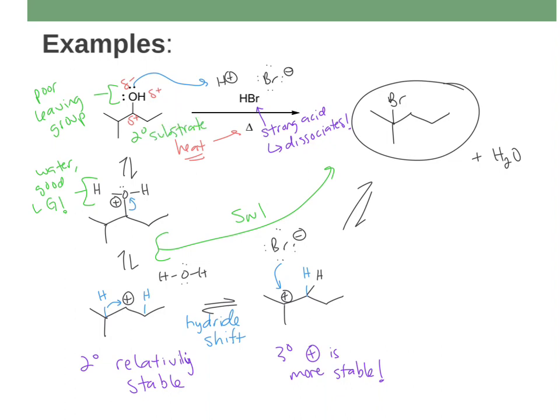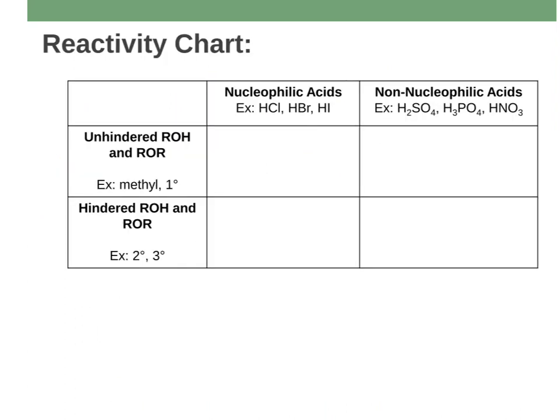And so anytime you take a nucleophilic acid and you react it with a secondary or tertiary substrate, you're going to go through this SN1 mechanism. You just protonate the alcohol, it's a good leaving group. The leaving group leaves, and then your nucleophile adds to that carbocation. So what we're going to do then is put that for this square right here. So we have our hindered alcohols or ethers.